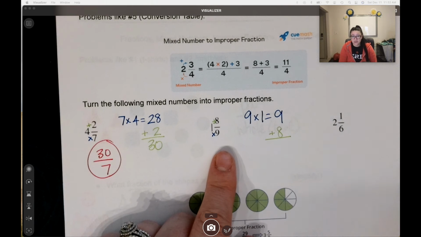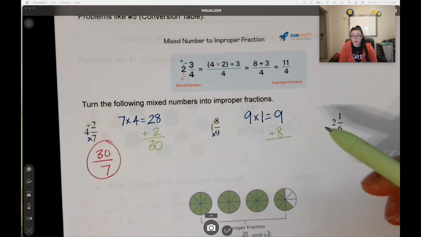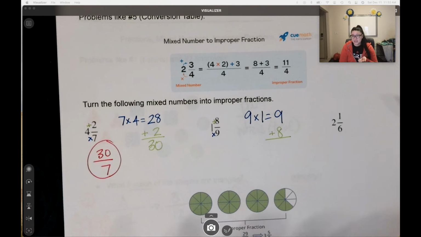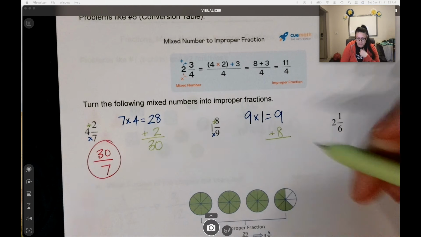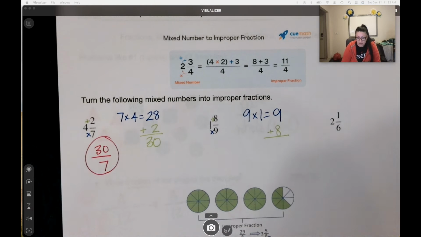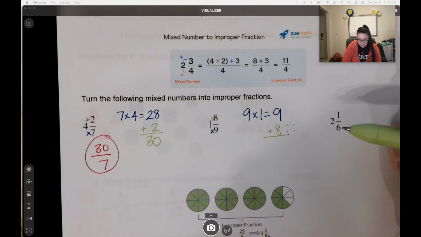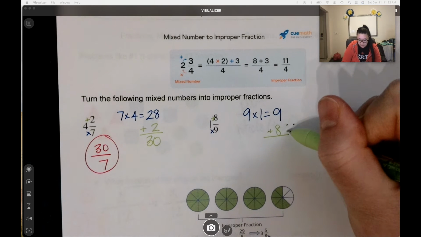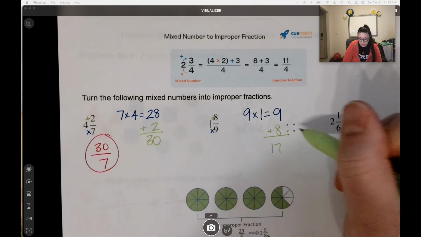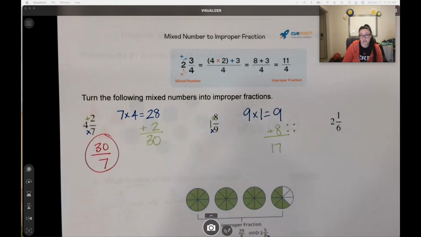If you need to count on your fingers, that's okay. If you don't know it off the top of your head, I remember, and I still do it sometimes. I don't know if you guys have ever noticed, I make dots to help me count. So I'd go 9, 10, 11, 12, 13, 14, 15, 16, 17. I do 4 dots 2 times to give me 8. So that's how I would get my numerator 17.